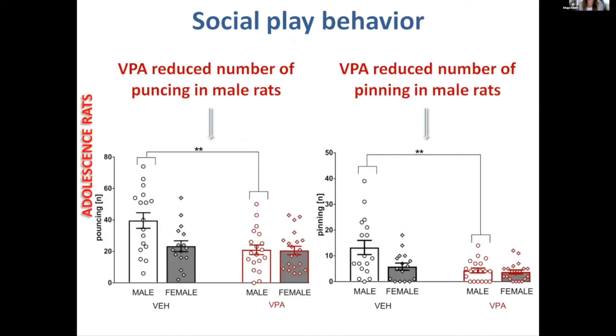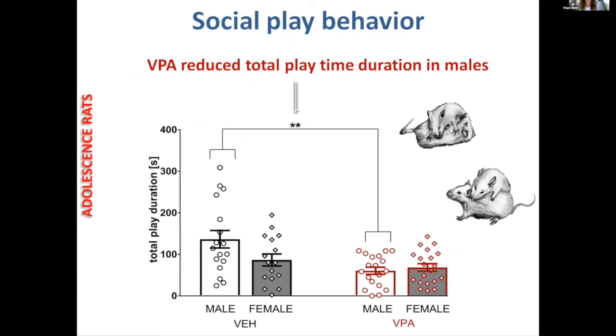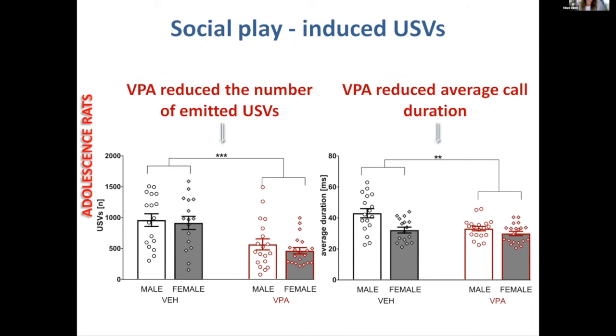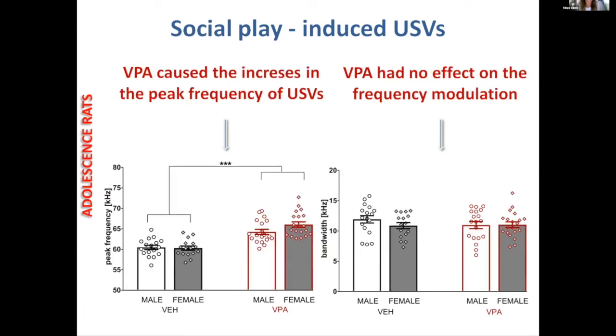Here we, in line with other studies, observe sexual dimorphism in juvenile play behavior because VPA reduced the number of pouncing and pinning, but only in VPA exposed male rats. It also led to reduced total playtime duration, also in male rats. VPA also reduced the number of emitted calls and reduced average call duration, but in both sexes of rats. And VPA caused increases in the peak frequency of USVs, but had no effect on the frequency modulation. So similarly, like it was in pups.